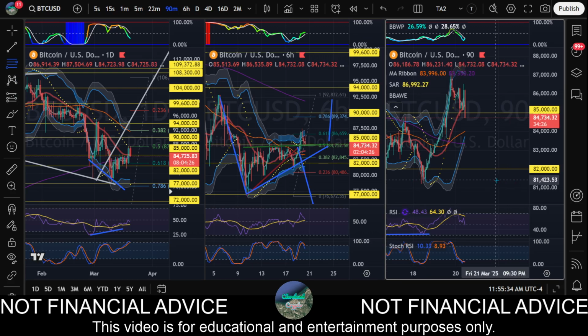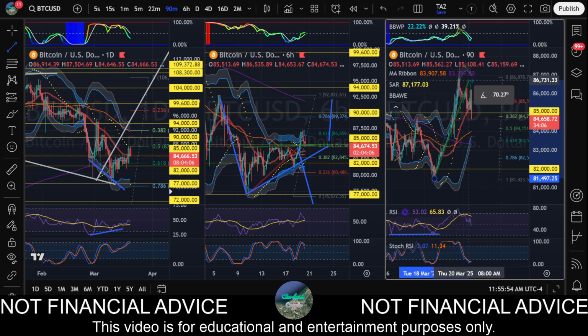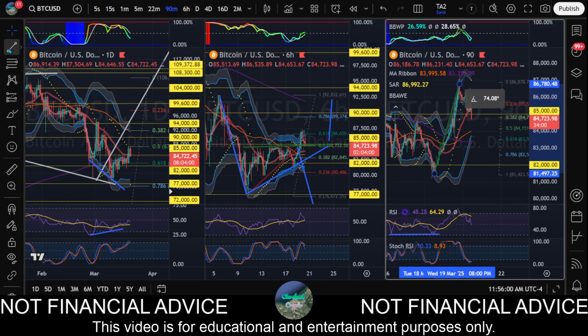So, we won't include the wick. So there's our retracement, and let's draw this new bull flag. From there to there, we'll take a conservative estimate on the pole. There we go. Let's just make this smaller. There we go.